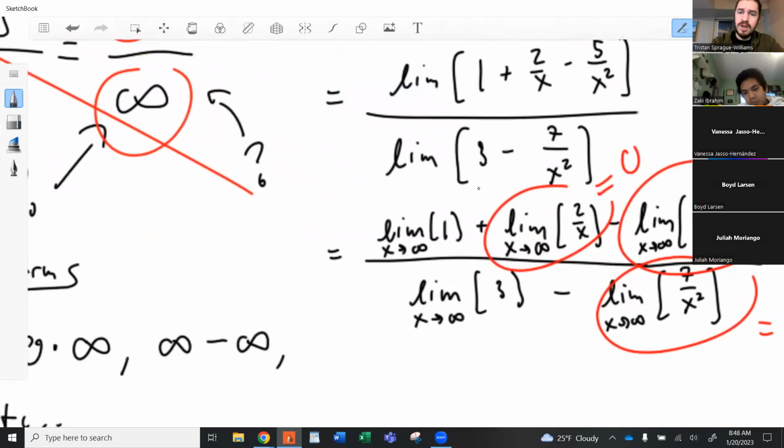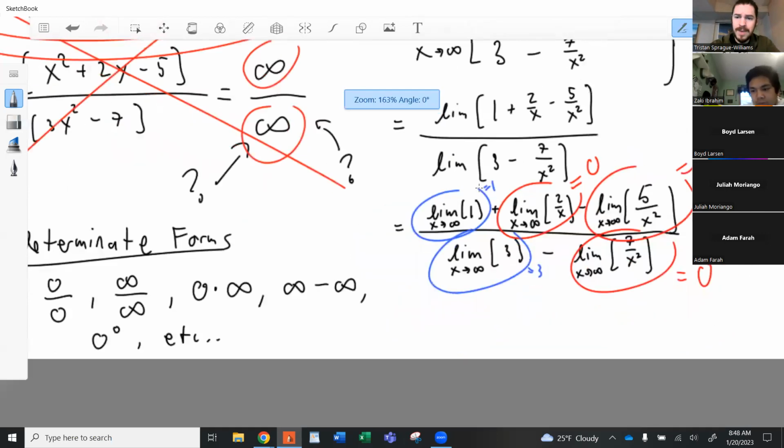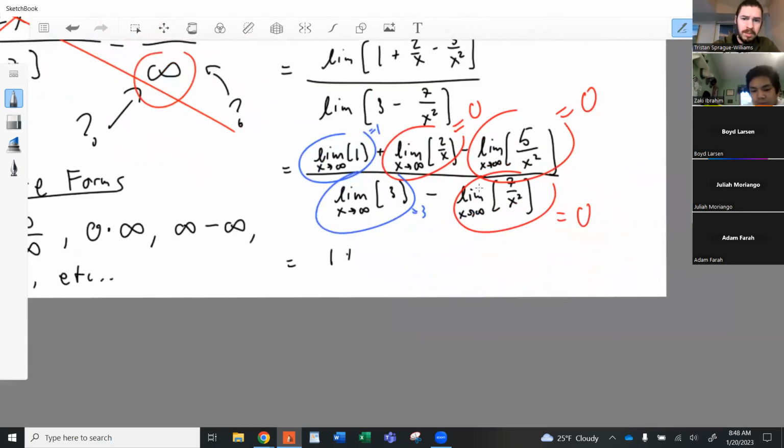which are limits of just constants, right? Limit of 1 and limit of 3. Do you remember what the limit of a constant is? Just the number? Yeah. So this is equal to 1, and this is equal to 3. So now evaluating all those, we get 1 plus 0 minus 0 over 3 minus 0, and the whole thing is 1/3. And we have our limit.